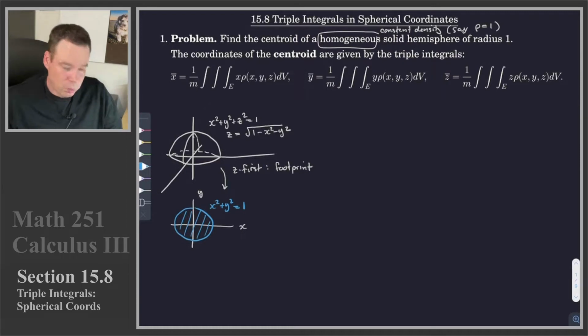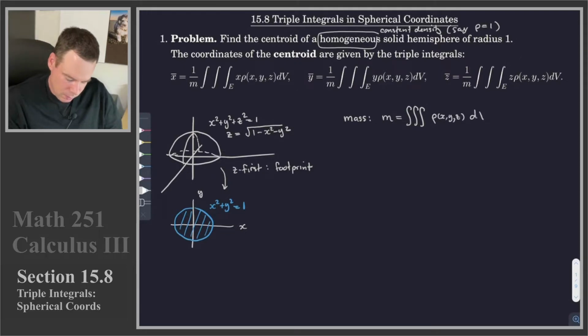Now in order to find the centroid, we would need to evaluate each of these three integrals, but first we'd have to evaluate the mass integral. So how would we get the mass integral? Well, we would say m is equal to the integral of the density function, which in this case is 1, dV. We'd integrate over that region, I'll call it H for hemisphere. So that's the integral we'd want to evaluate, which means we need to set up integration over this region.